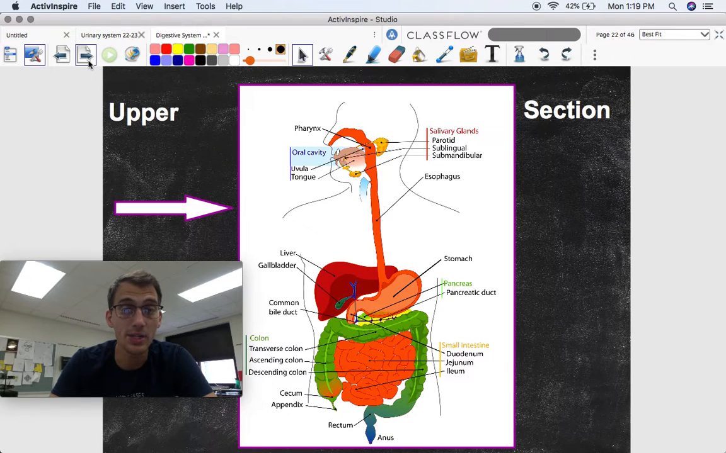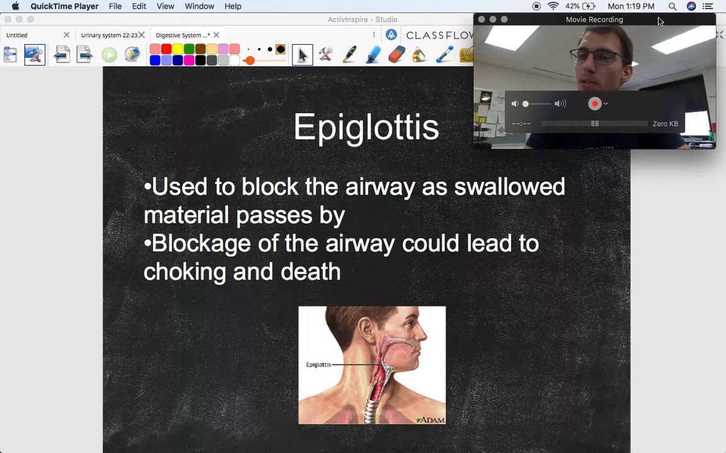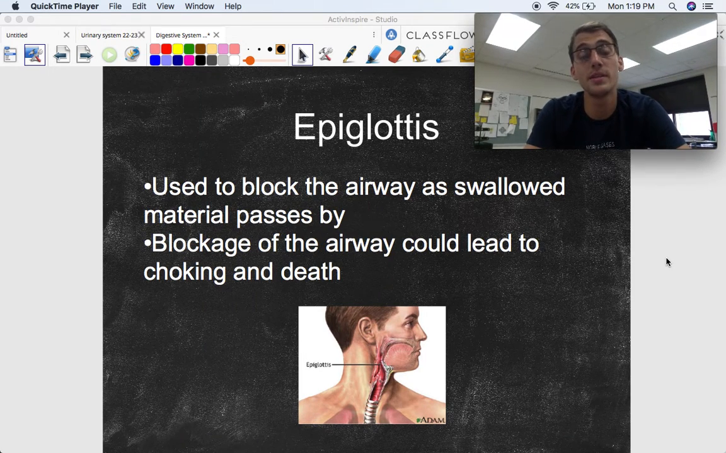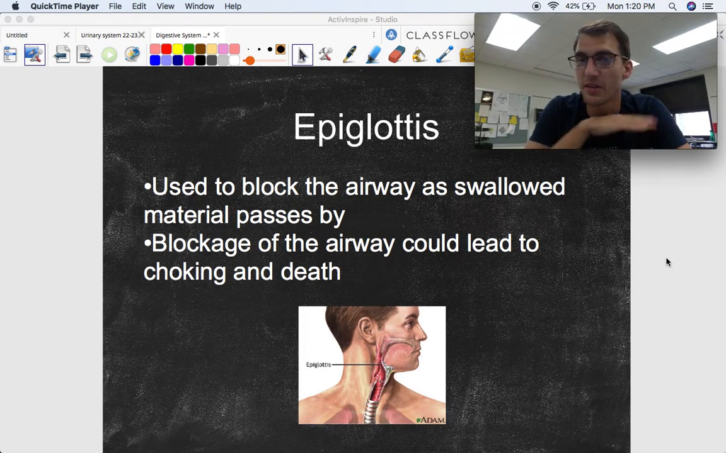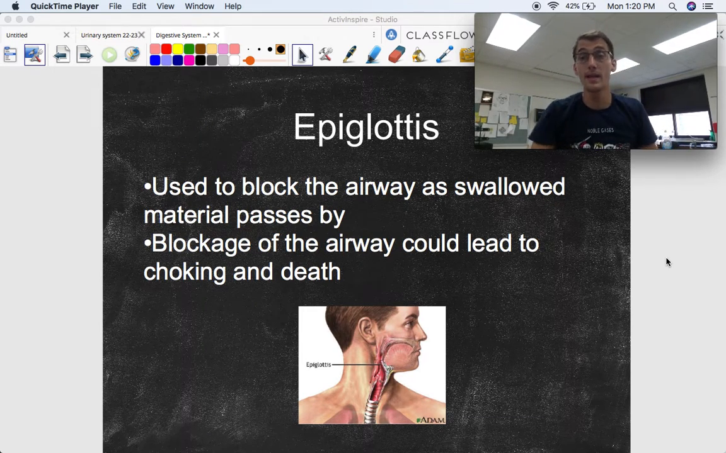All right, so then from there, we're going to get into a few things with the upper section of the GI tract, and we're going to start with the epiglottis. And we have talked about the epiglottis before in the respiratory system. The epiglottis is just a flap of cartilage. It is superior to the larynx and superior to the esophagus, and it's used to block the airway, the trachea, as swallowed material passes by.